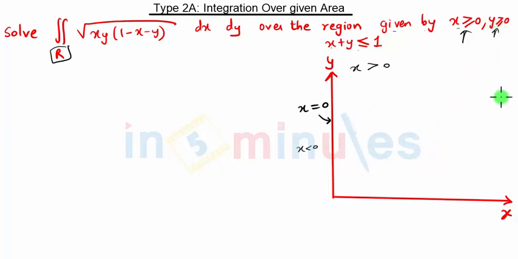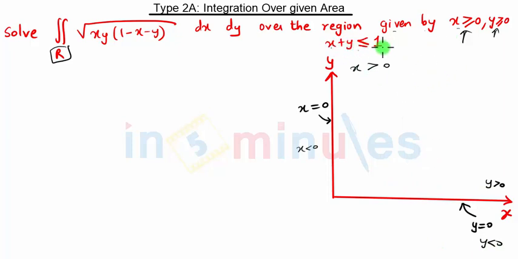Then we have y greater than or equal to 0. First, what is y equal to 0? Y equal to 0 is nothing but the x-axis. So y greater than or equal to 0, so it should be greater than 0. This region is y greater than 0 and this below region is y less than 0. So we have to consider this region.